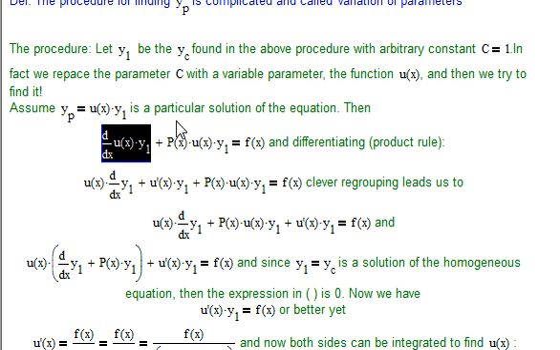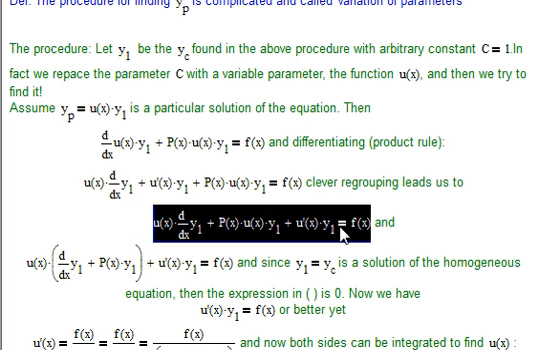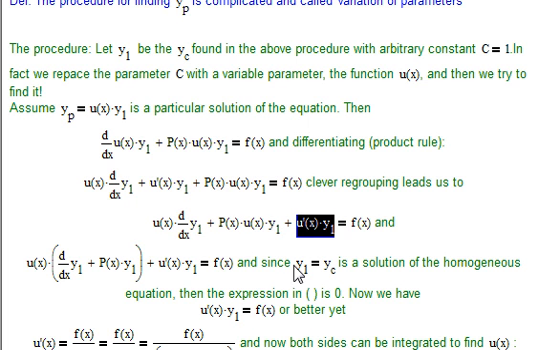But now we're going to reorder things. I'm going to take this term and put it where this one is, and take this one and we'll move it over here a little bit, okay? And so notice, if I take this term and this term, they both have a u of x in them, so I factor that out. I have a u of x times d of y1 plus p of x times y1, see? And then plus this u prime x times y1 equals f of x.